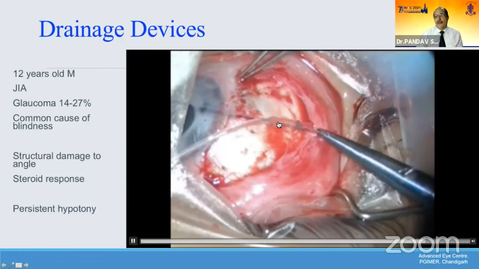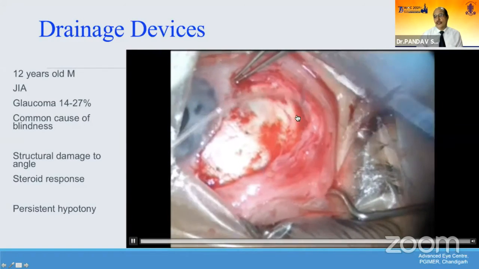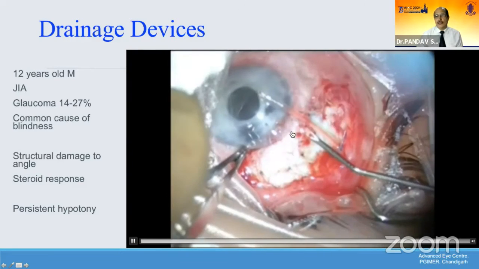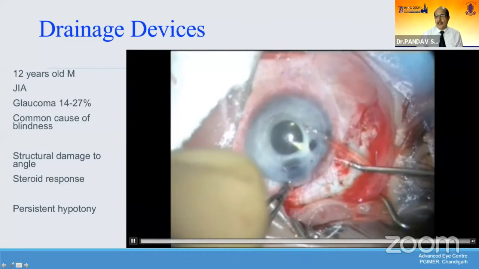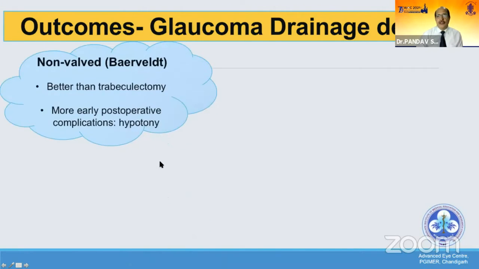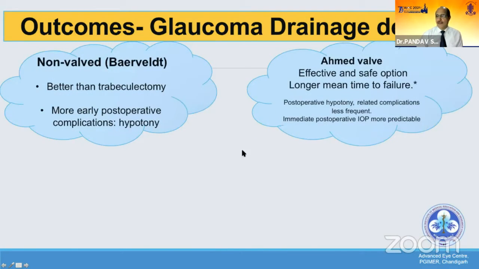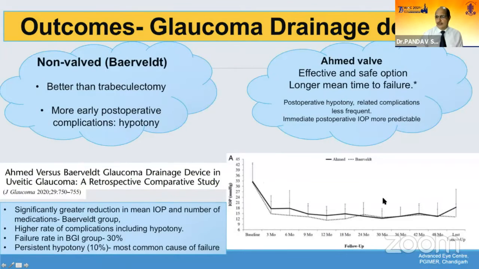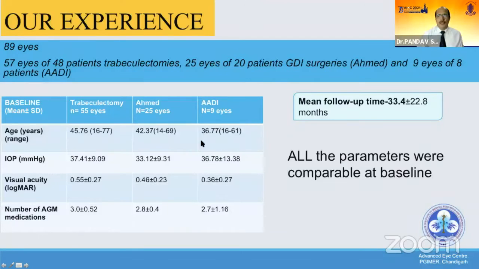And this is a non-valve device, so the important thing is to suture the tube so that there's no hypotony. And also, if there's no place in the anterior chamber, you have to put this tube in the sulcus sometimes. If you look at the outcome of these drainage devices, both valved and non-valved, they actually fare pretty well in these. The long-term results are quite good with both AMD as well as AGV. You can see there's a persistent control of IOP.